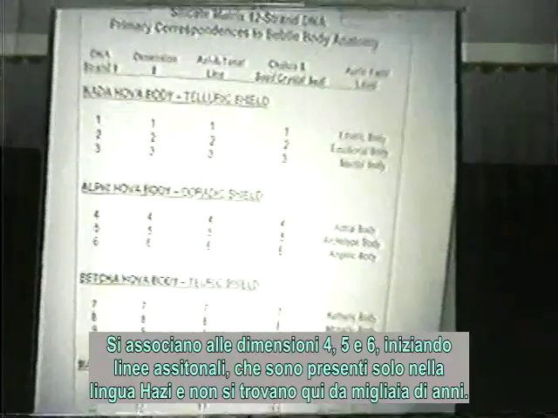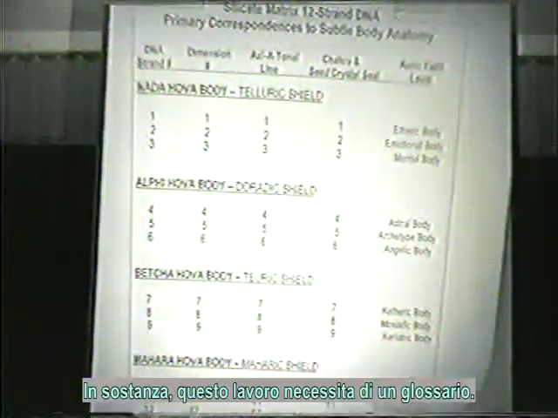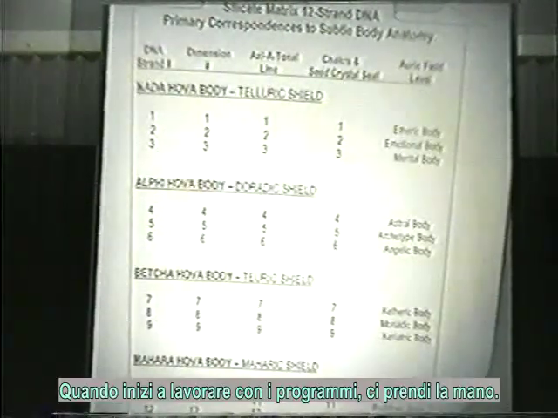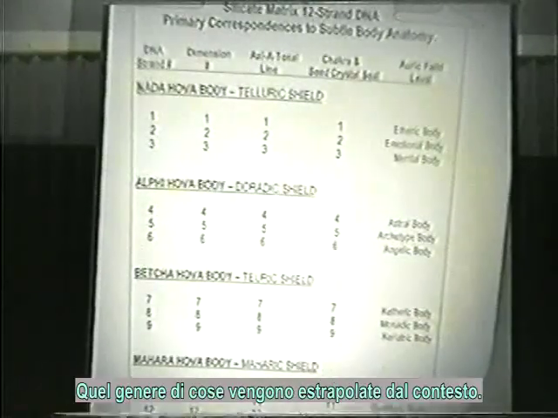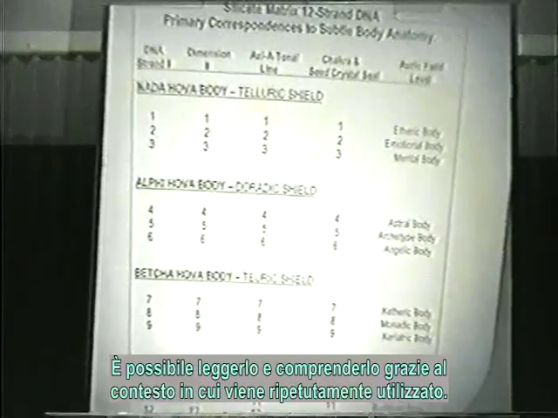We get into axiatonal lines, which are one of the Hazi language terms that haven't been here for thousands of years. So basically, this word needs a glossary. We just haven't had time to do one yet. But when you start to work with the programs, you get used to it. You think, oh, that means that, I remember that. You can read it and comprehend it by the context it's repeatedly used in.